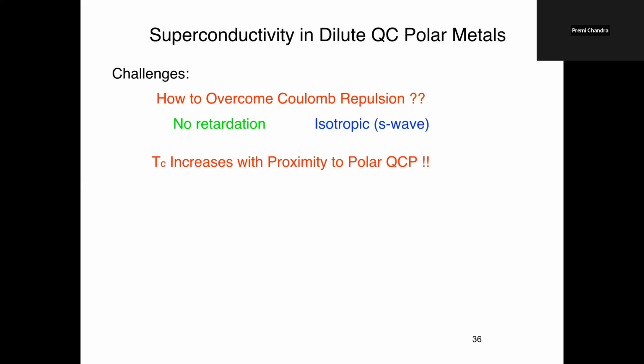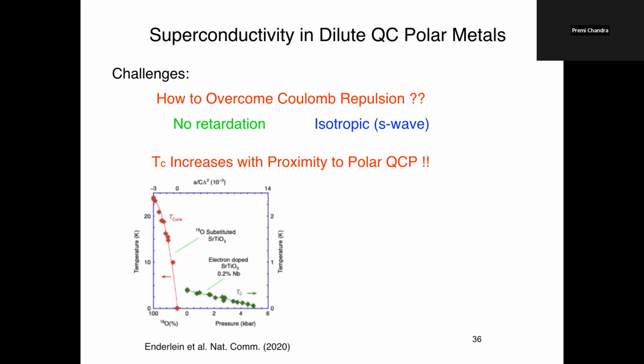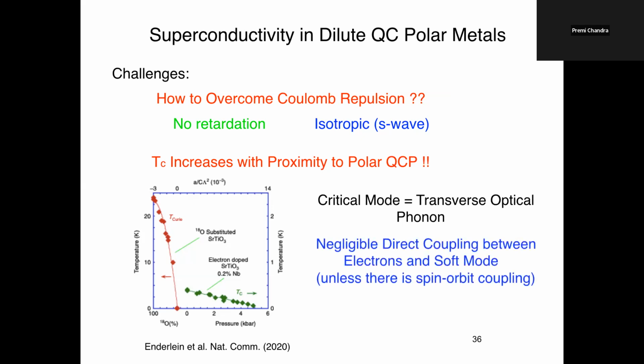It's isotropic. Now, we talked quite a bit before about the fact that the electron density doesn't couple easily to the critical phonon, but it's been shown, and this is data from the Cambridge group and the Lonzarich group, that T_c increases with proximity to the polar quantum critical point. So how is this going on? It's not so easy to couple to the critical phonon. The critical mode is a transverse optical phonon. There is negligible direct coupling between the electrons and the soft mode, unless there's spin orbit coupling. But spin orbit coupling would give you a linear temperature dependence of the resistivity, which is not seen.